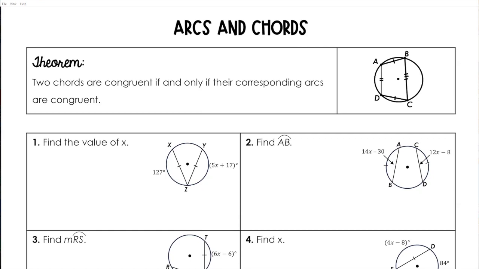Today we're talking about arcs and chords as they are related, in our first theorem. Two chords are congruent if and only if their corresponding arcs are congruent. We have seen this if and only if phrase before. If and only if represents a biconditional statement. So a biconditional statement means what? Does anybody remember?